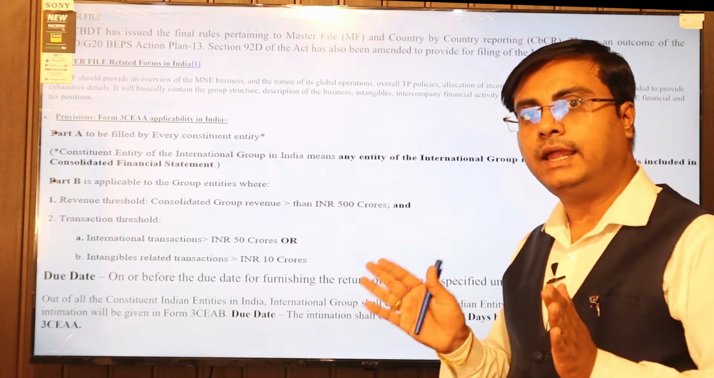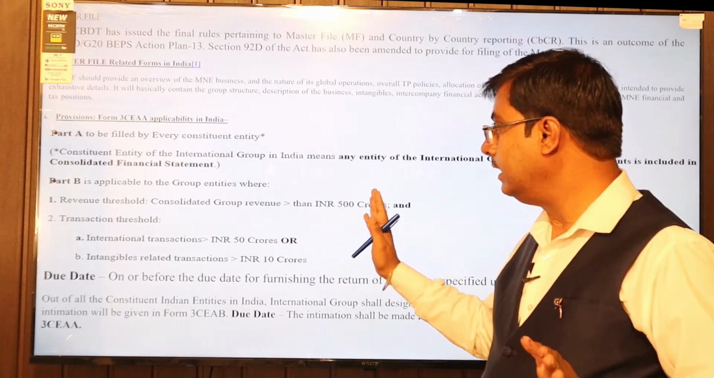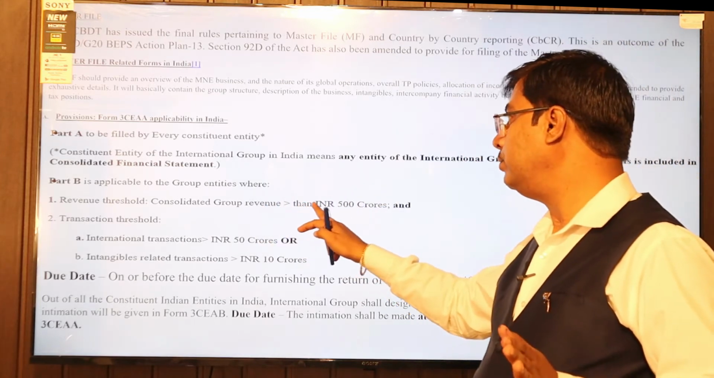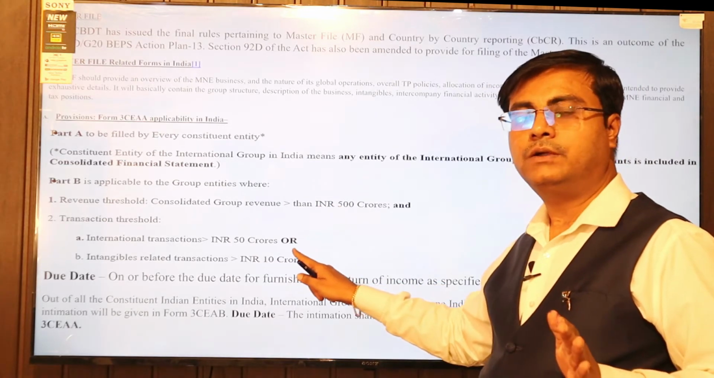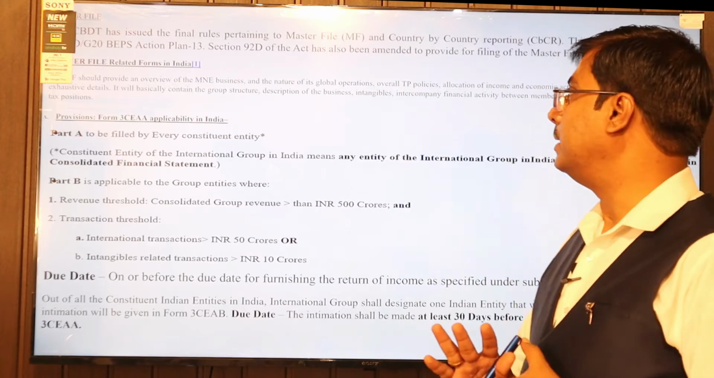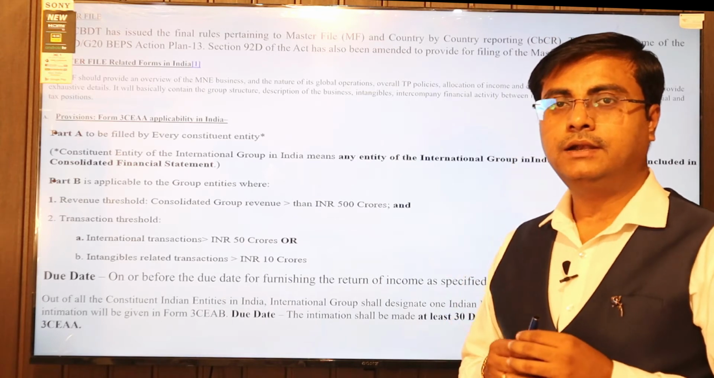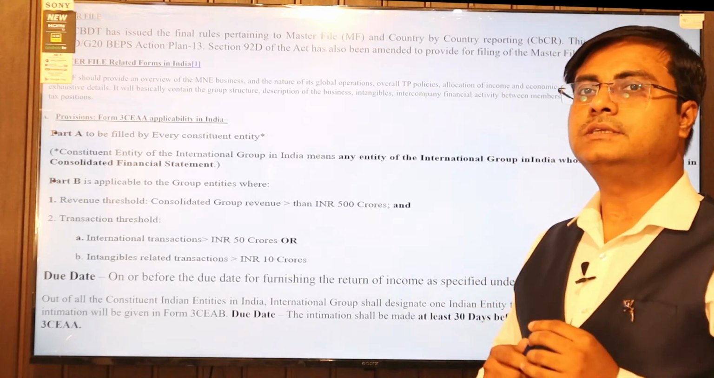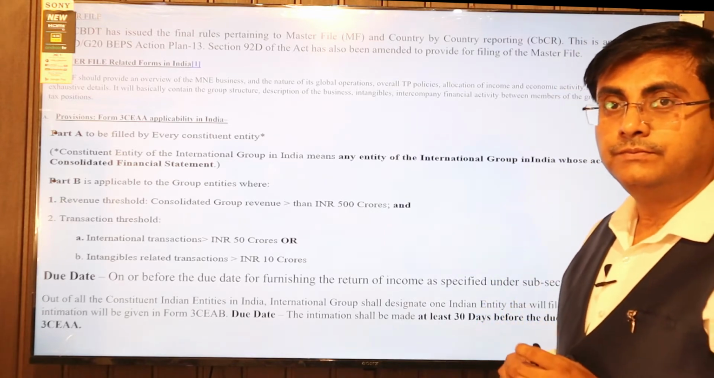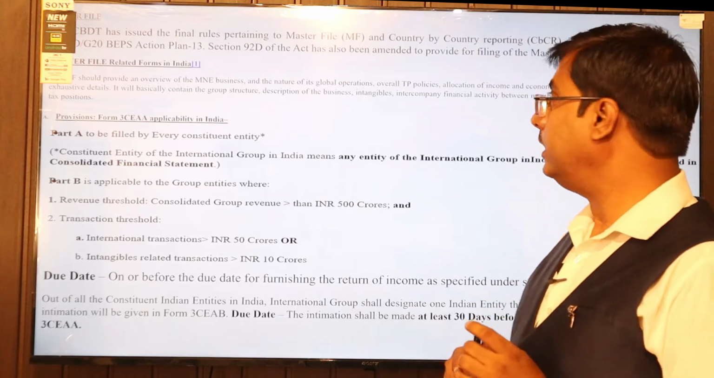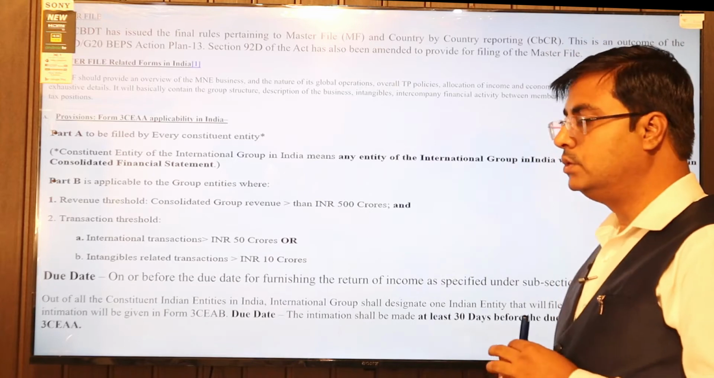Rule 10DA prescribes the threshold. It is applicable where the consolidated group revenue is more than 500 crore and the transaction is either 50 crore, or 10 crore in respect of intangibles. So you have to maintain a master file. What else? If you don't maintain the master file, what is the penalty? The penalty is 2% of the international transaction value, under Section 271AA, and the penalty can be levied.